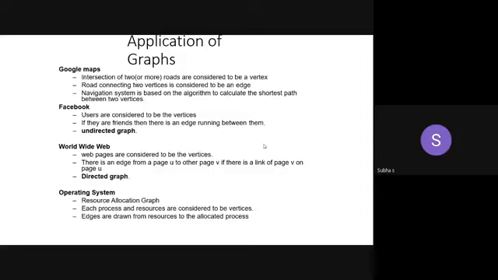Finally, the operating system is mainly used for constructing the resource allocation graph, because each and every process has to use resources. Resources can be a keyboard, printer, CPU, memory, any device, anything can be the resource. So which process should get the resource first? For that we can use the resource allocation graph. So these are all the major applications of graph. Suppose in a 4 or 5 marks question, you can write this.